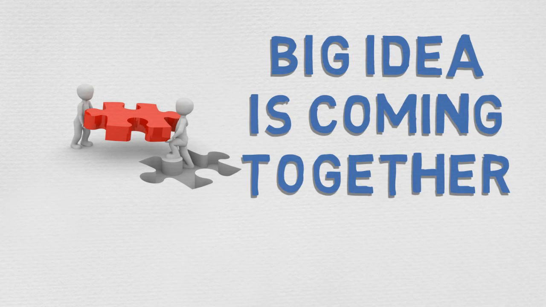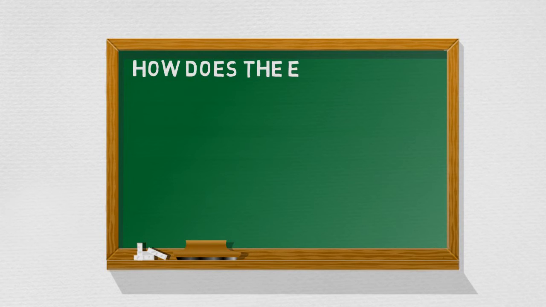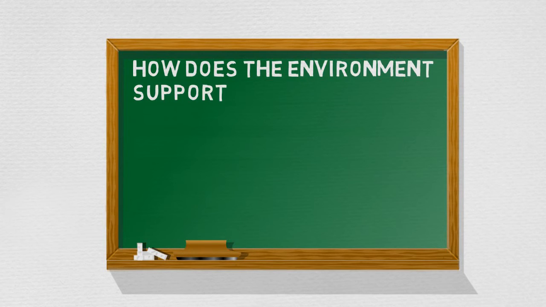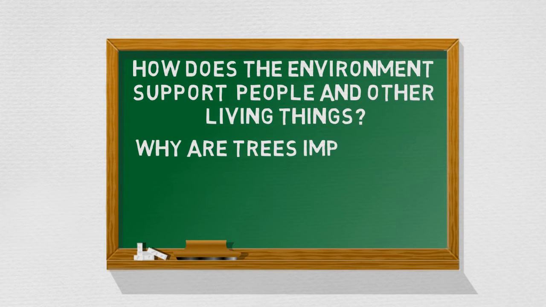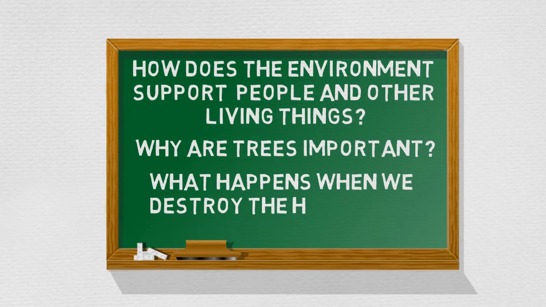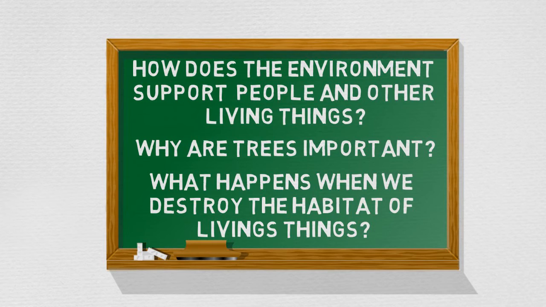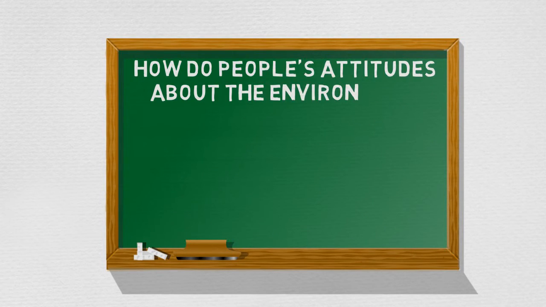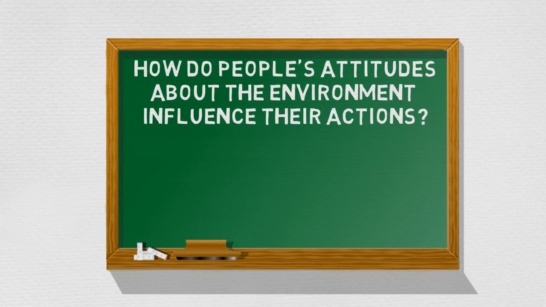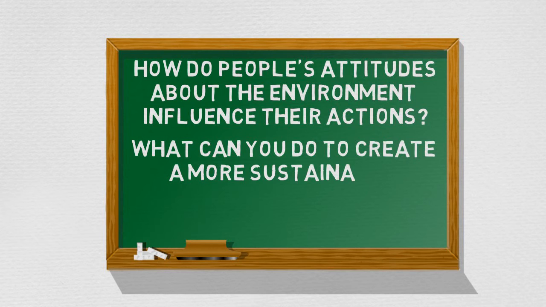The essential questions that I have chosen that align with the big idea are, firstly, how does the environment support people and other living things? Secondly, why are trees important for humans? Next, what happens when we destroy the habitat of living things? Next, how do people's attitudes about the environment influence their actions? And lastly, what can you do to create a more sustainable environment?